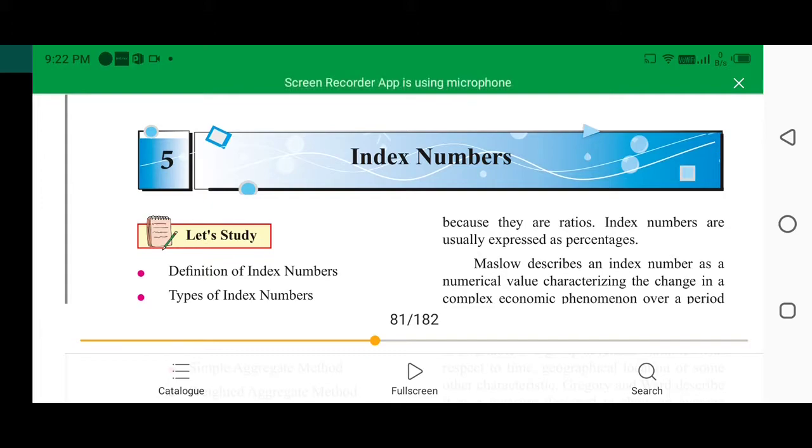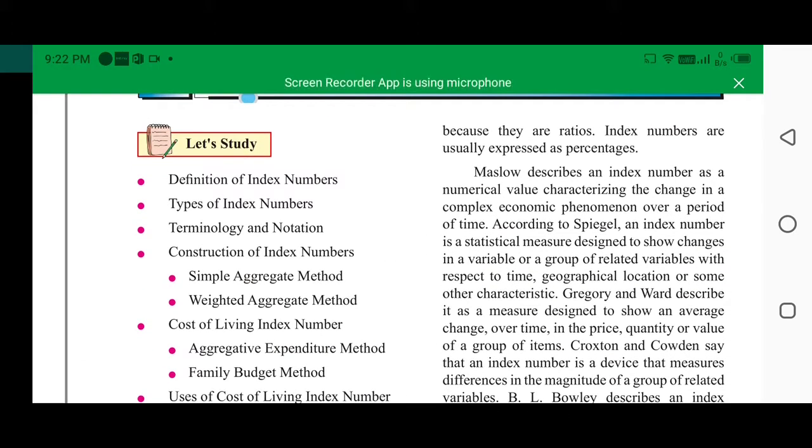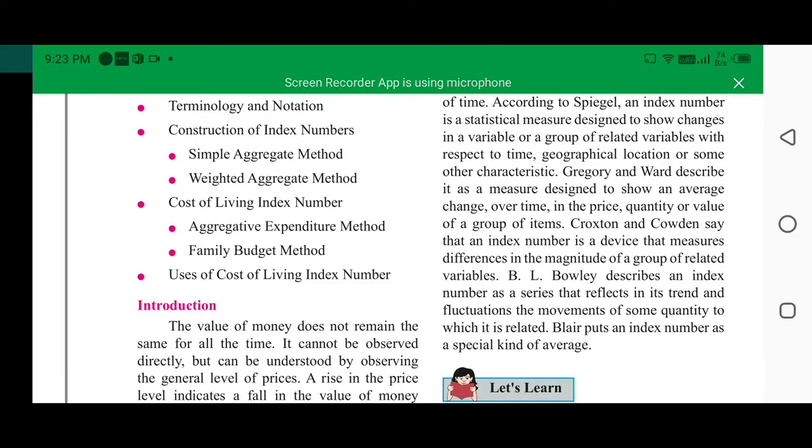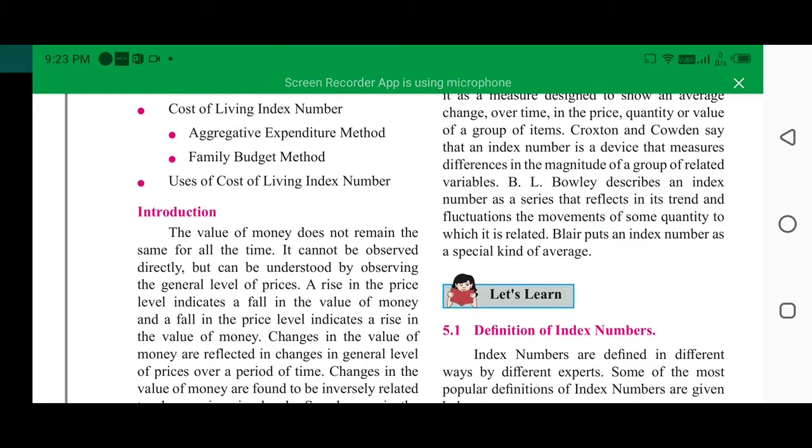Okay, in this topic we will study the definition of index number, the types of index number, terminology and notation, and the construction of index number, that is the simple aggregate method, weighted aggregate method, aggregative expenditure method, and the family budget method, and the cost of living index number. So first we will see what an index number is.